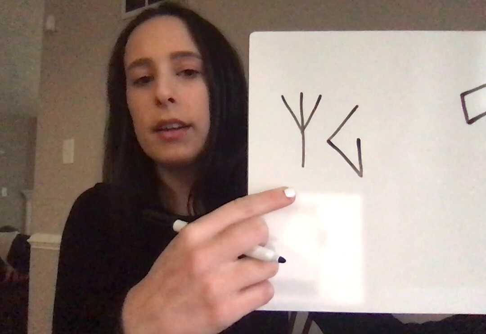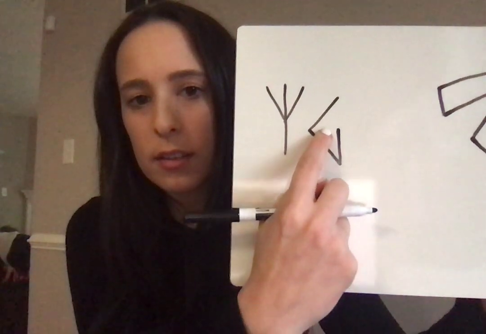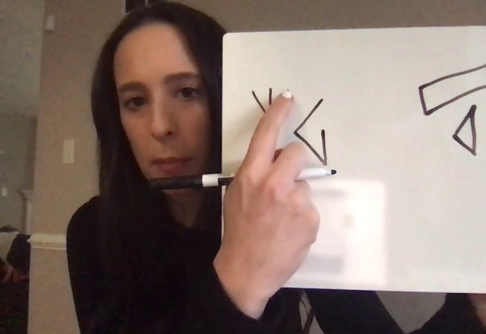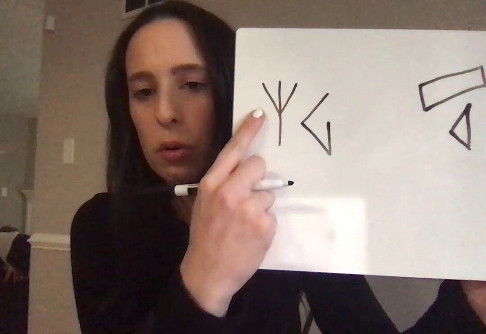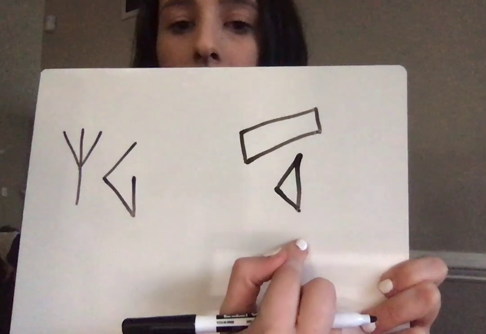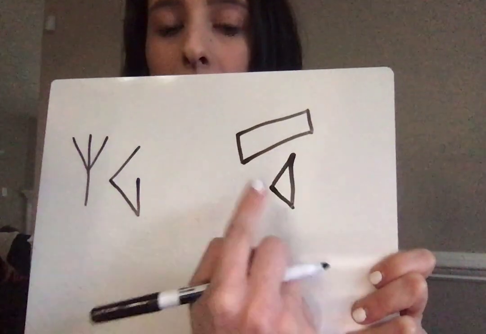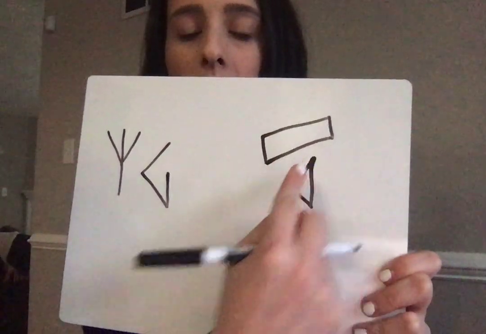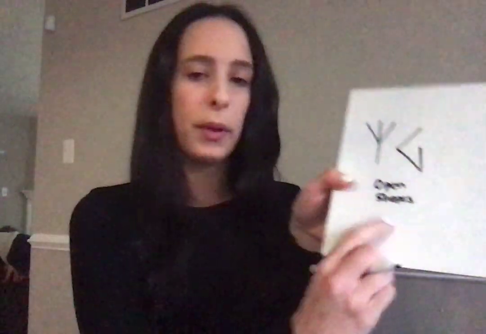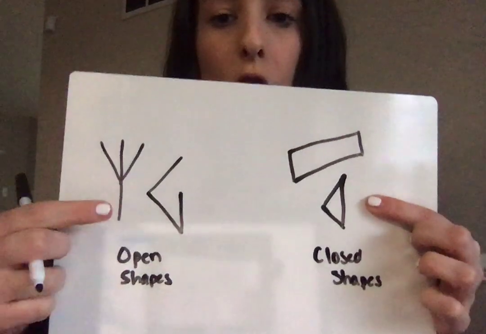On this side, I can tell that there's a little bit of opening. They're not really closed. But over here, I can see that they're closed. So if I put something in there, it wouldn't really be able to get out because all the sides are touching. So we call these shapes open shapes, and we call these shapes closed shapes. Because they're closed, we can't get out of them, and these are more open.